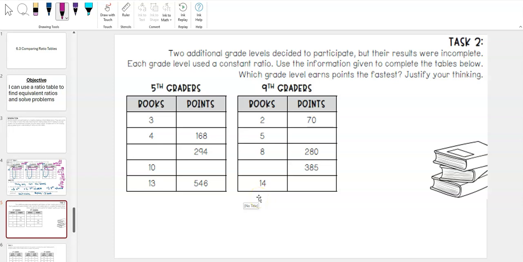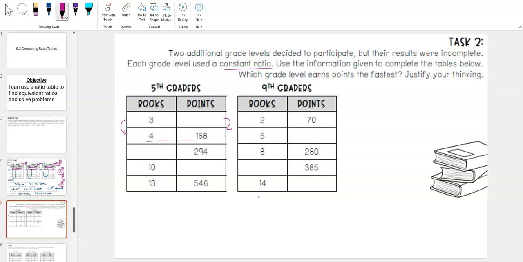Task number 2 is saying that 2 additional grade levels have decided to participate, but their results were incomplete. Each grade level used a constant ratio. This is important because if they did not use a constant ratio, then we would have no idea what ratio these people were using. But because they're constant, we know that every time I increase a book by 1, my point value should also increase by the same amount. It may not be filled in all the way for my table, but I know that it's consistent.